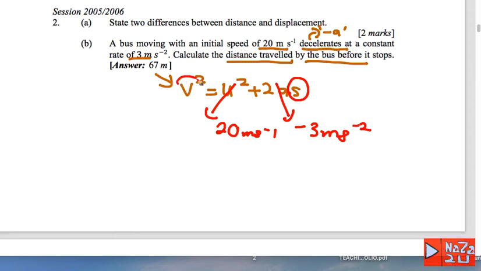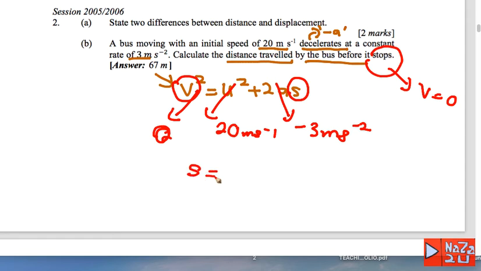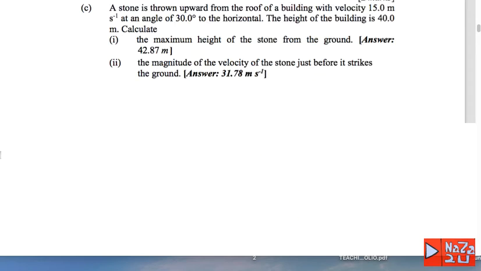And now, what is the value of the final v? It's not given directly by the question, but the question gives you the information: distance traveled by the bus before it stops. Stop means the final v is equal to 0. So v here is equal to 0. So you can find the value of the displacement s, which is equal to 67 meters, right? Continue to question number C.